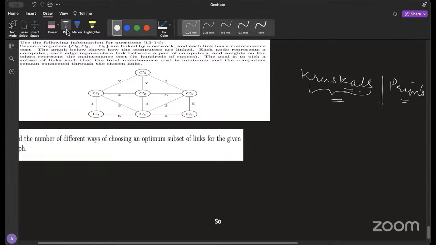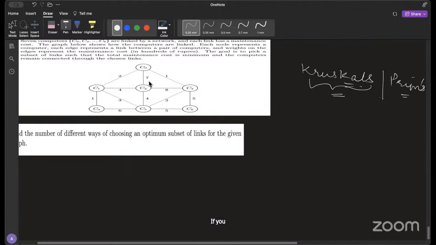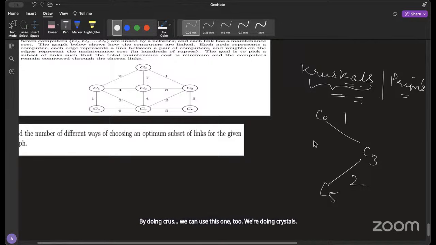So if you start with this edge first, then the next minimum weight is this one, so you'll go with this one, and the next minimum is this one. C1, C4. We can use this one too. We're doing Kruskal's. C1, C4 is first, right? Okay, we have another one here. This.